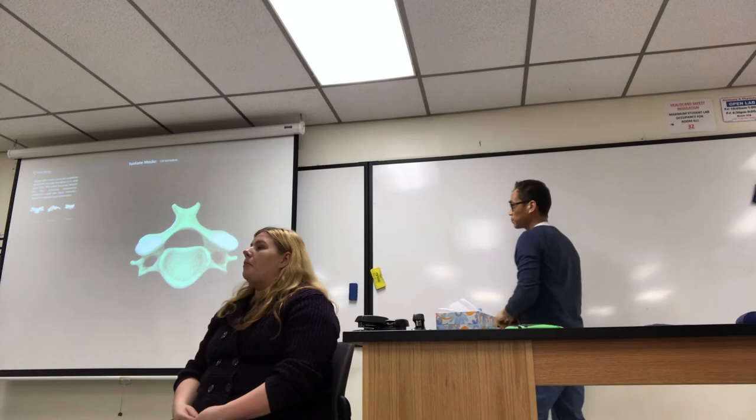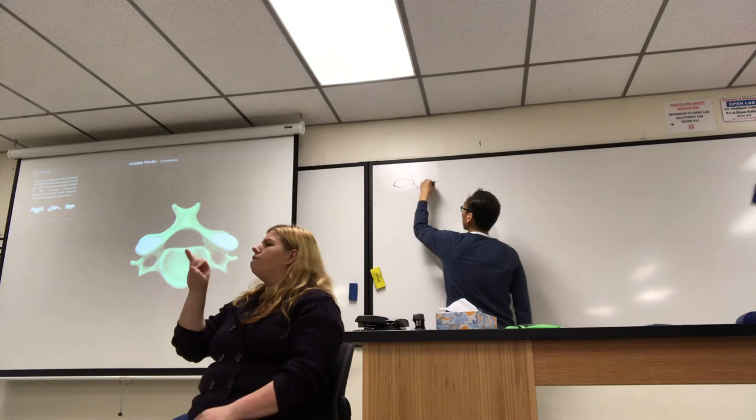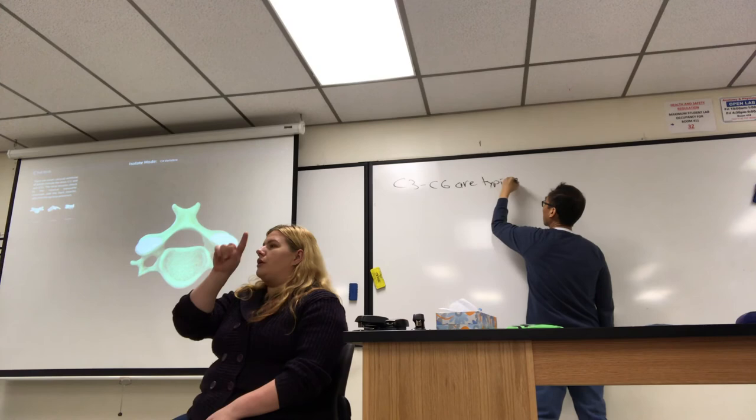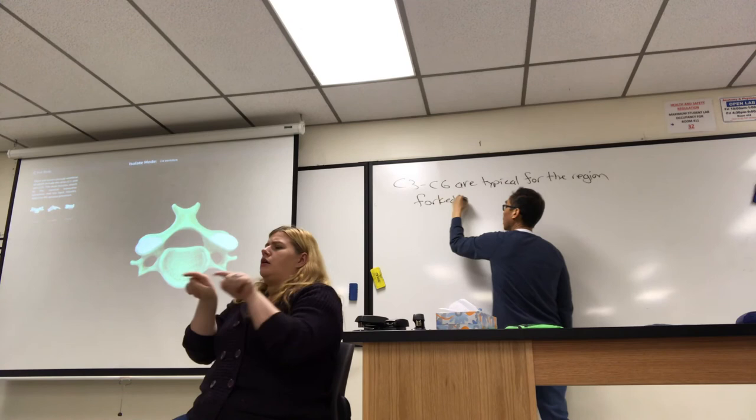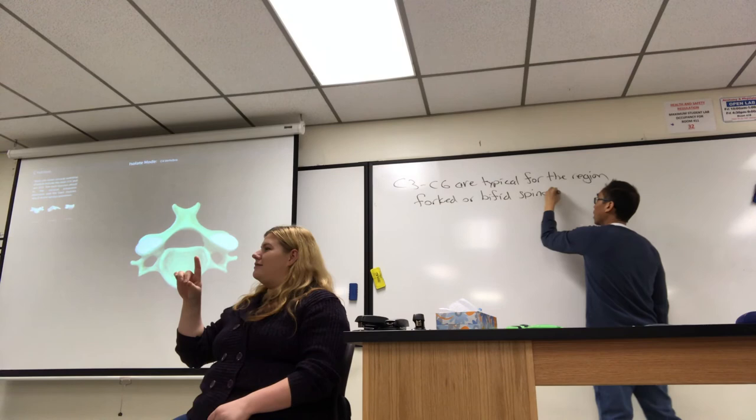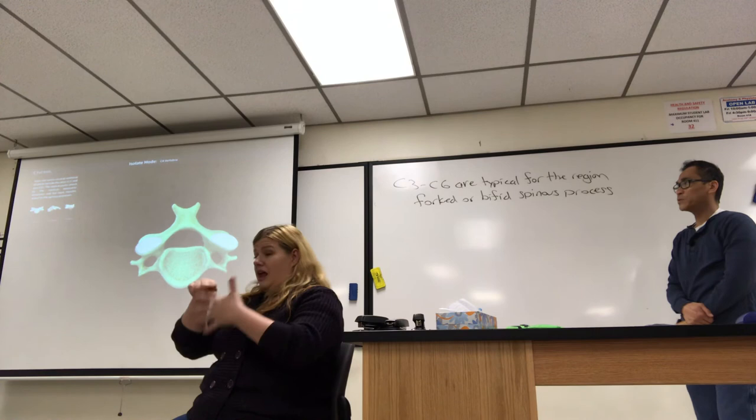But one clue, look at the spinous process. It's like forked. C3, C6 are typical for the region. Note the fork or bifid spinous process. You don't see that in any other region. C3, C6, you see it.